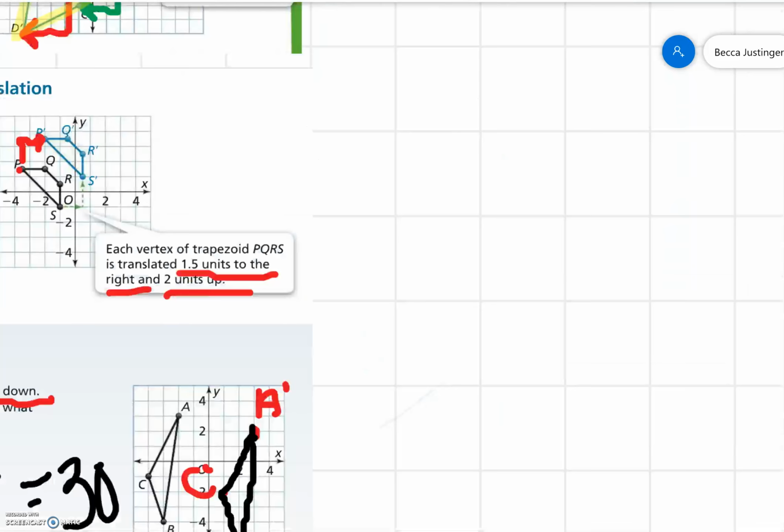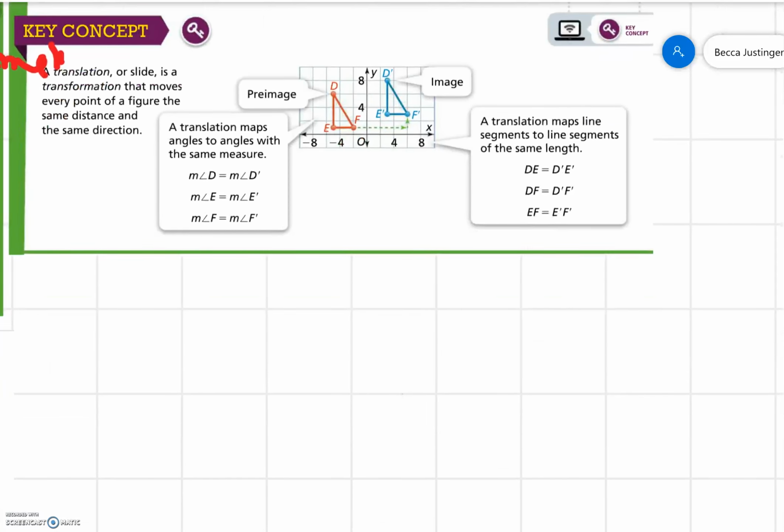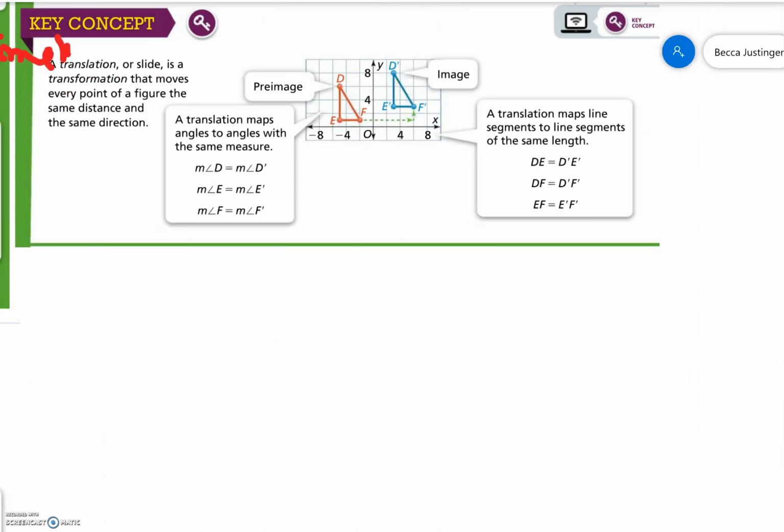On the next page, the key concept. A translation or a slide is a transformation that moves every point of a figure the same distance in the same direction. So remember, the pre-image is that first one, and then the image is what happens after we translate it, after we move it or slide it. But the angle measures are the same, and the side lengths are the same.